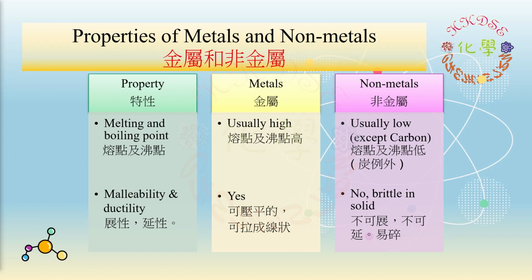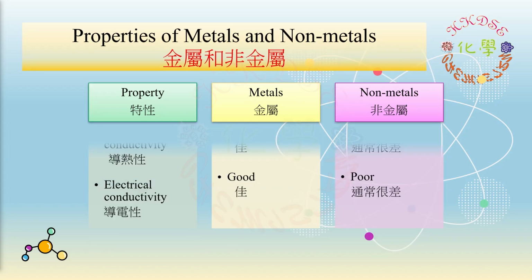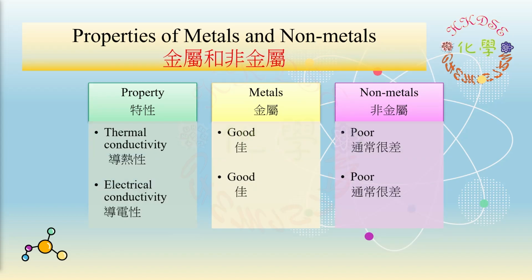Metals are usually malleable and ductile. Non-metals are usually brittle, which means easily broken in a solid state. Non-metals cannot be malleable and ductile. The thermal and electrical conductivity of metals are usually good. The thermal and electrical conductivity of non-metals are usually poor.